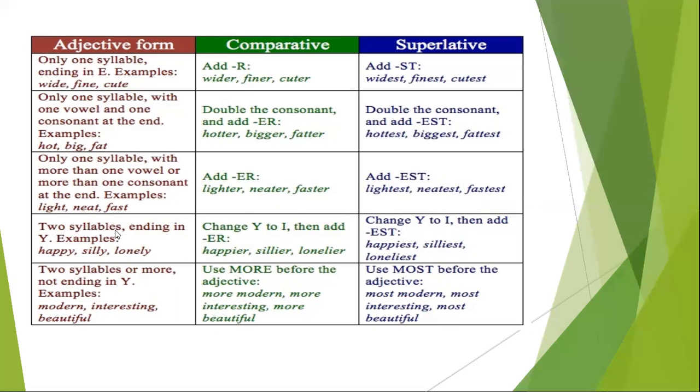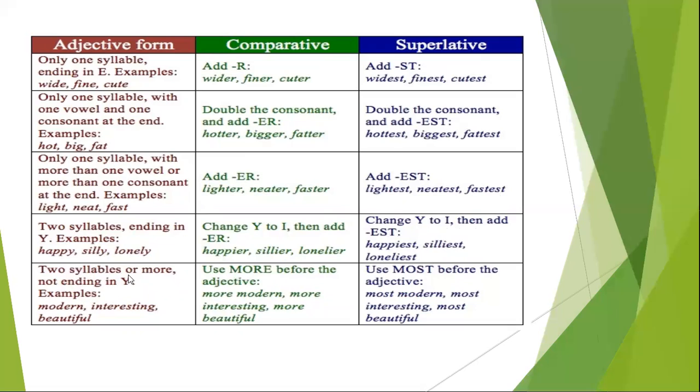Next, two syllables ending in Y. For example, happy, silly, lonely. We should change Y to I, then add ER. Happier, sillier, lonelier. And in superlative, change Y to I, then add EST. Happiest, silliest, and loneliest.